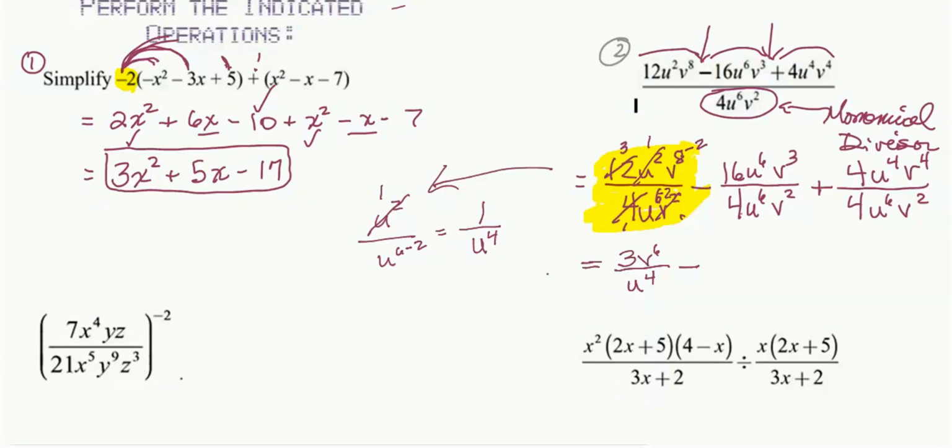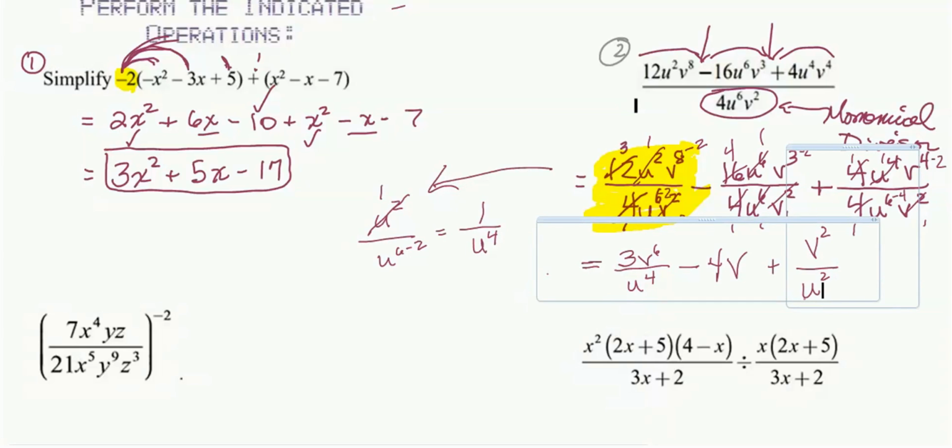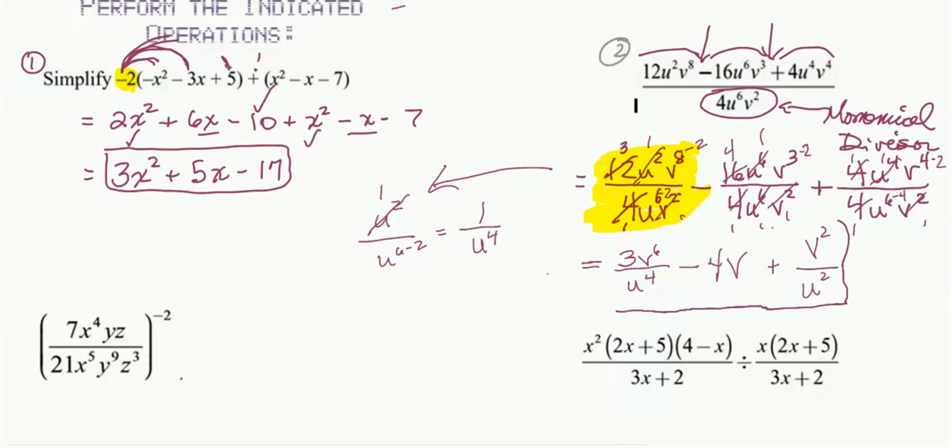So you can carry on with that. Similarly, let's fast forward a little bit. So here's my solution. If you did it correctly, you would have 3v to the 6th power over u to the 4th power, minus 4v plus v squared over u squared. And that is your solution.